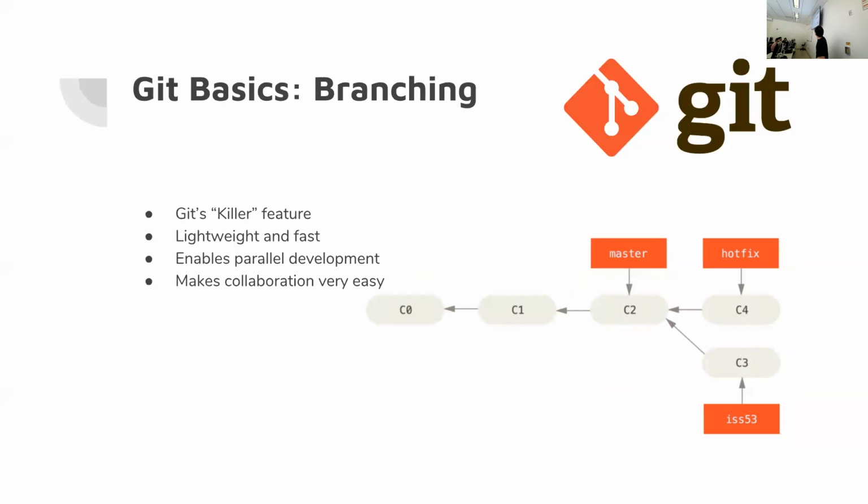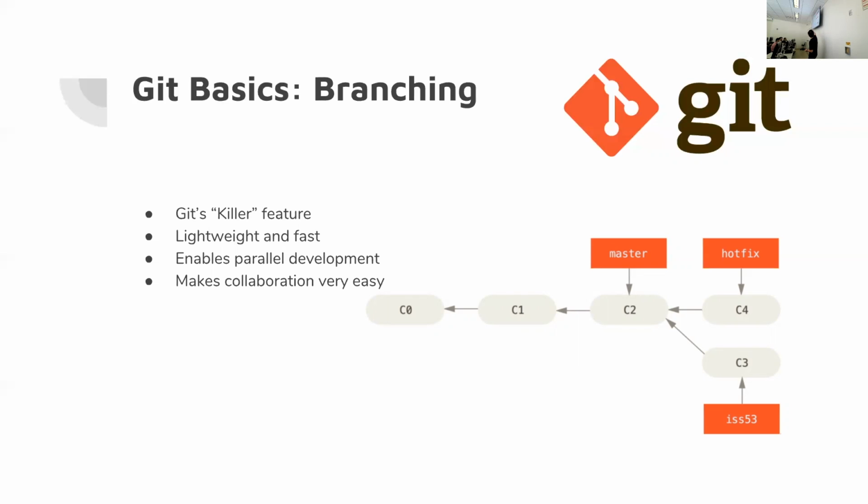Okay, so branching. This is Git's killer feature, and this is what makes Git so easy to collaborate with. Branches can be a little complicated, but if you keep in mind that commits point to their parents and things like that, it gets a little easier. Branches in Git are made to be really lightweight and really fast. So really you can do all of your development in a separate branch.